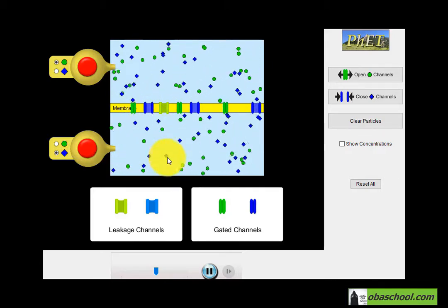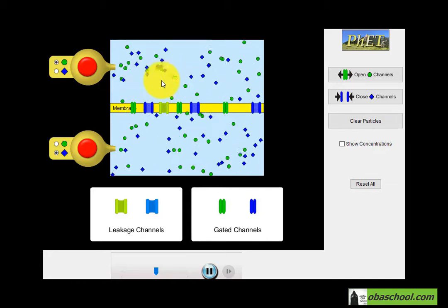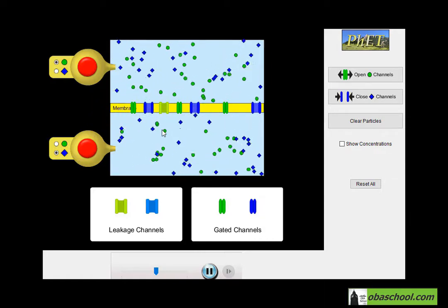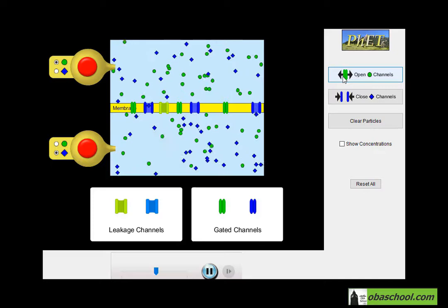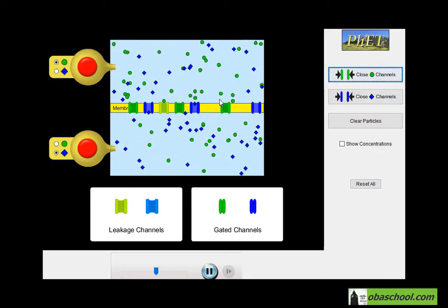We created a chemical gradient. The bottom part was a region of high concentration and the top part was a region of low concentration of the blue chemical. When we added channels, the chemical was able to move across the membrane to the top part, which is down its gradient.